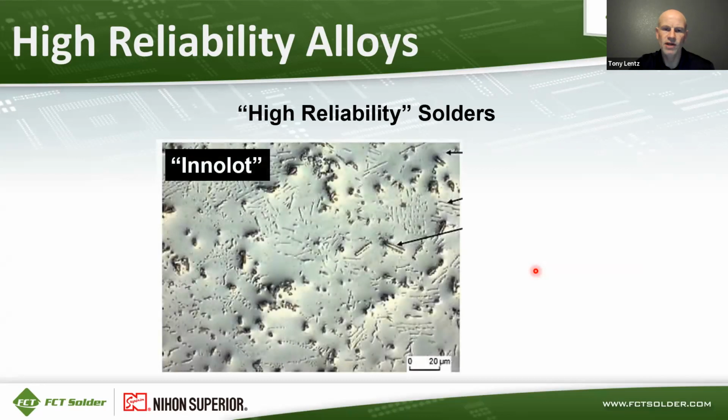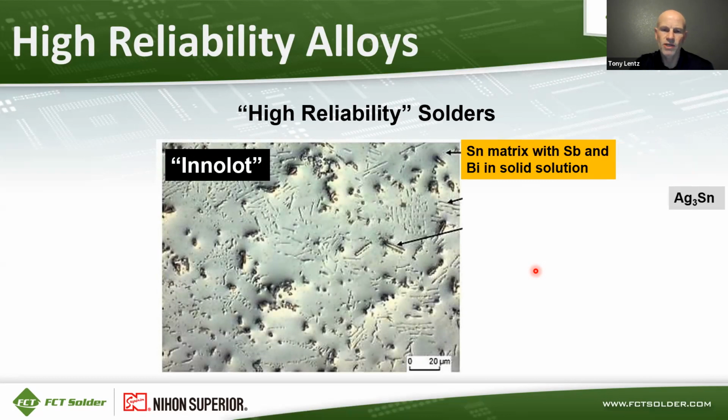High reliability solders like Innolot have a cross section that looks like this. It's a tin matrix with antimony and bismuth that are dissolved in the tin matrix in solid solution. And that's mixed in with some Ag3Sn intermetallic particles and Cu6Sn5 and copper nickel tin particles.